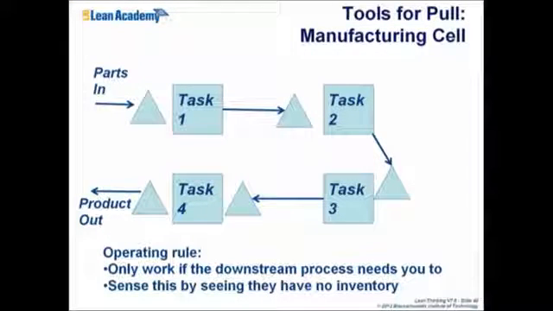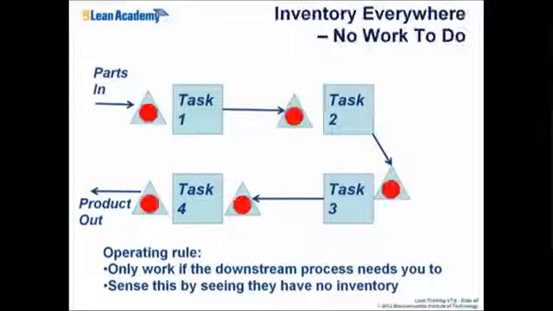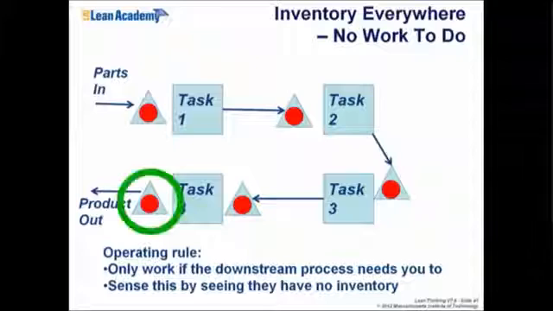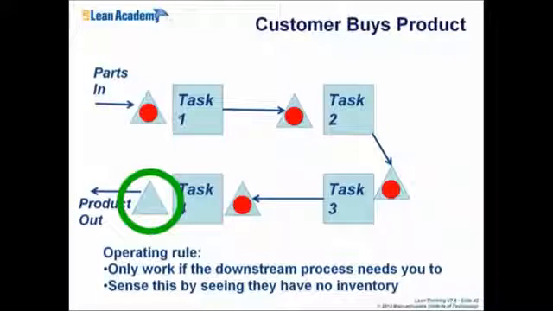Instead of a big complicated scheduling system, we're going to say, don't work unless the downstream process needs you to, and you can tell whether it needs you to. You don't even have to ask, by the fact that their inventory bin is empty. So a very simple rule. So in practice, okay, everybody has inventory, nobody works. Until somebody, the next process in line, the internal or external customer, takes the product away from here.